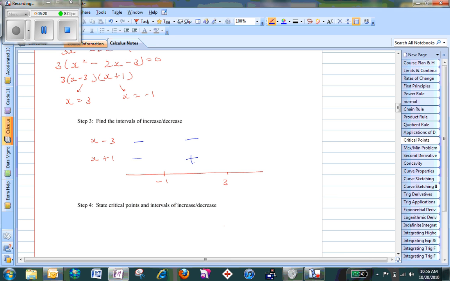Pick a number bigger than 3. 5 is good. 10 is good. Doesn't really matter. 5 minus 3 is positive, and 5 plus 1 is also positive.